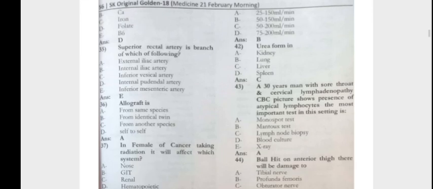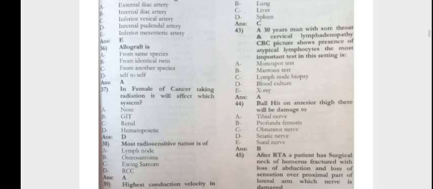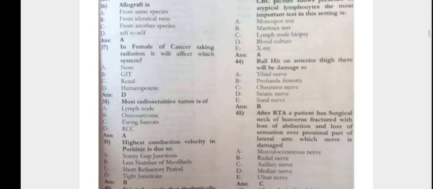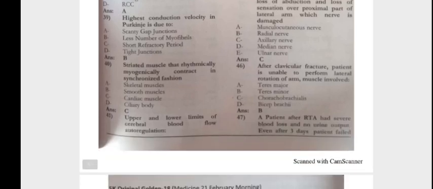Urea is formed in the liver. A 30-year-old man with a sore throat and cervical lymphadenopathy. The CBC picture shows the presence of atypical lymphocytes. This is the monospot test. A ball hit the anterior thigh. There will be damage to the profunda femoris after RTA. The patient has a surgical fracture of the neck of the humerus. This will lead to damage of the axillary nerve. After a clavicular fracture, the patient is unable to perform lateral rotation of the arm. The muscle involved is the teres minor.